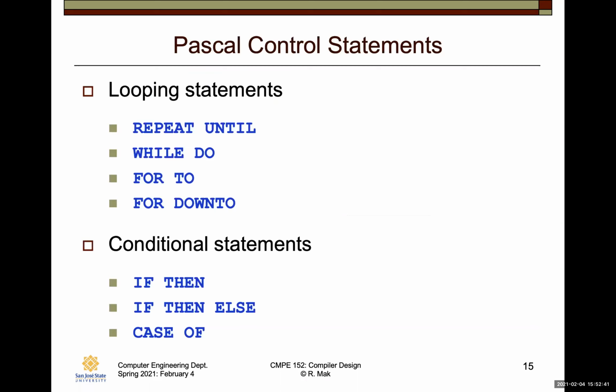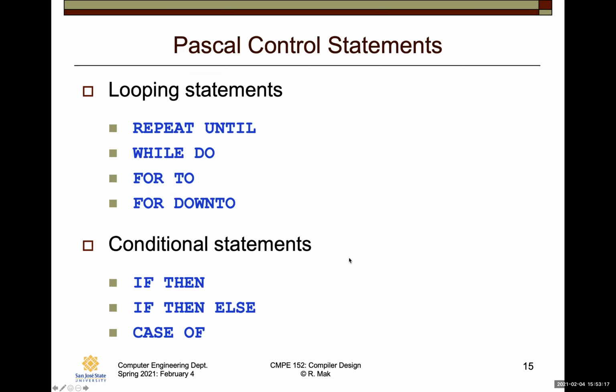All right. Now we have various control statements in Pascal. There's the repeat until, which in C++ is the do while. We have the while do, the for do to, and for down to. So in a for loop, you can count up or you can count down. And in Pascal, you can only count by 1. So you can go 1, 2, 3, 4, 5, or you can go 5, 4, 3, 2, 1. Okay, count up or count down.